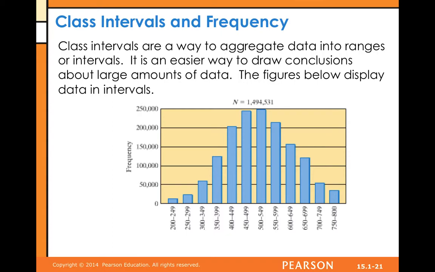And so notice now you've completely lost the original data set. Since you've condensed this 350 to 399 into a single bar, it's possible that all 125,000 of these people got a 370. But it's also possible that half of them got a 350 and half of them got a 380. You just don't know. All you know is that 125,000 people got between a 350 and a 399. So when you start aggregating like this into intervals, you lose the original data set.